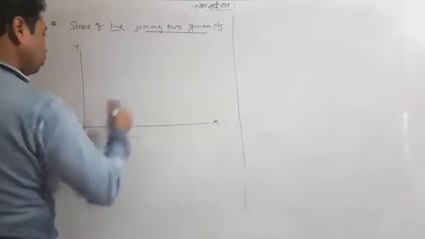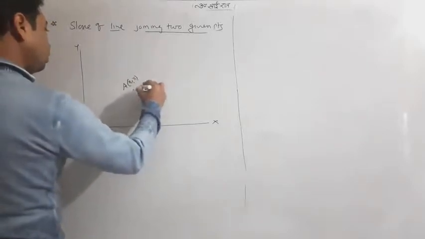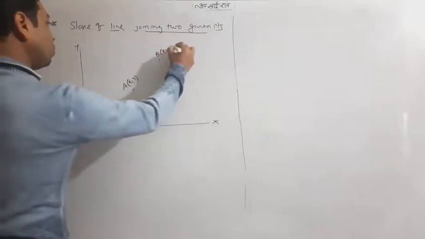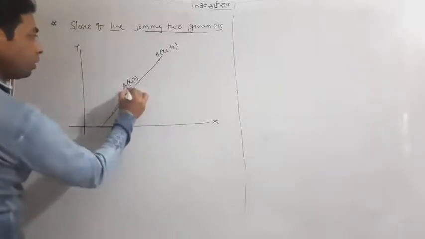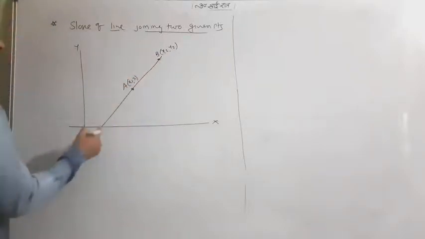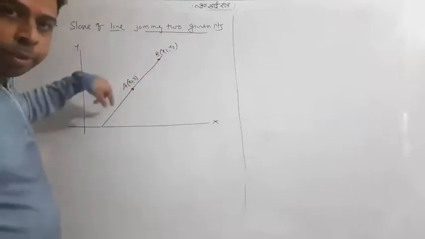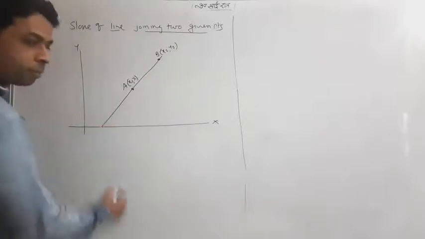Suppose it is A, x1, y1 and B, x2, y2, and this is the line joining these 2 points. We want to find the slope of the line AB. But the thing is, this angle is not given.